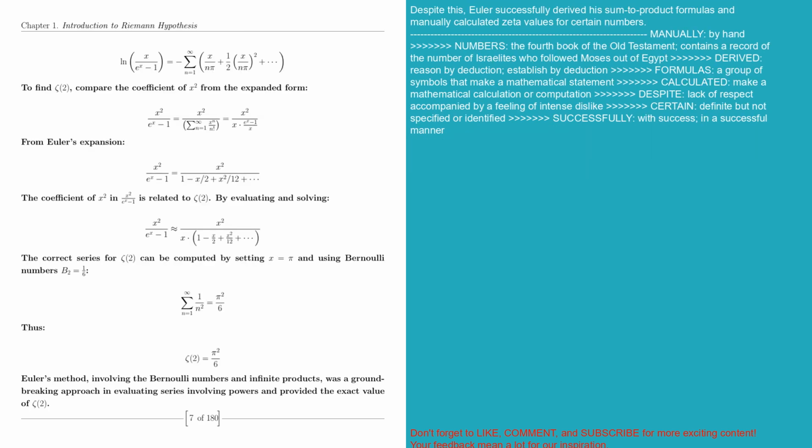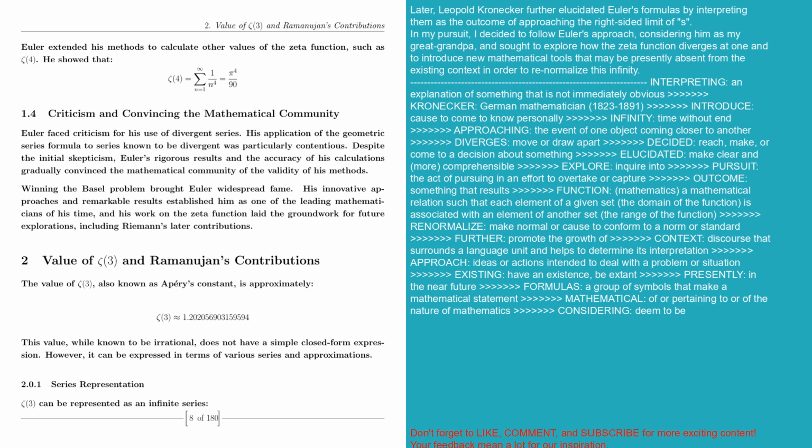Despite this, Euler successfully derived his sum-to-product formulas and manually calculated zeta values for certain numbers. Later, Leopold Kronecker further elucidated Euler's formulas by interpreting them as the outcome of approaching the right-sided limit of s.